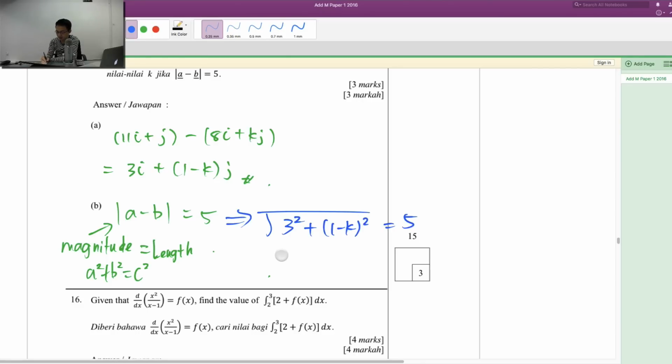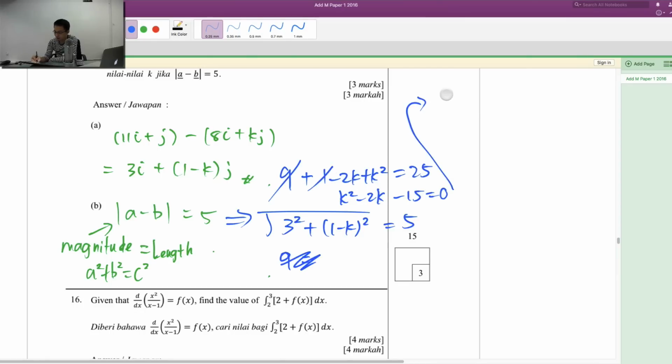Okay, the eraser function does not work again. This is 9, oh my god, it just doesn't let me erase. Okay, 9 plus 1 minus 2k plus k square equals to 25. And then I solve this equation. So k square minus 2k, 1, this is 10, minus 25 is minus 15 equals to 0. And then I will continue, factorize it. So this is k, for 15 I will use 5 and 3. For negative 2, I will get negative and positive. So k equals to 5, or k equals to negative 3.